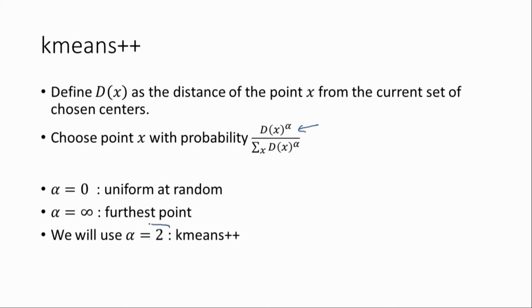We will use alpha equal to 2 for k-means. That will be our k-means++ algorithm, and that will perform exceedingly nicely. So this is what we're going to look at in the next class. Plus we'll talk a little bit about hierarchical clustering. Maybe we'll get to some dimension reduction.